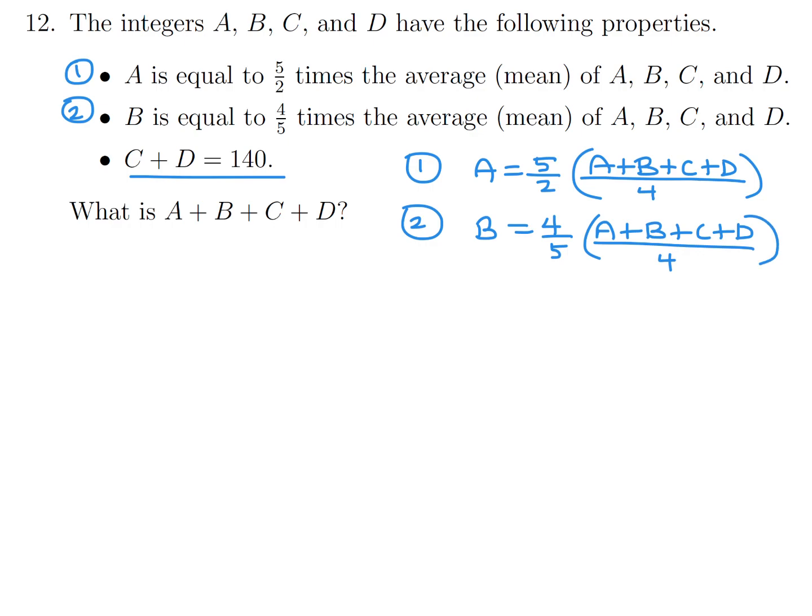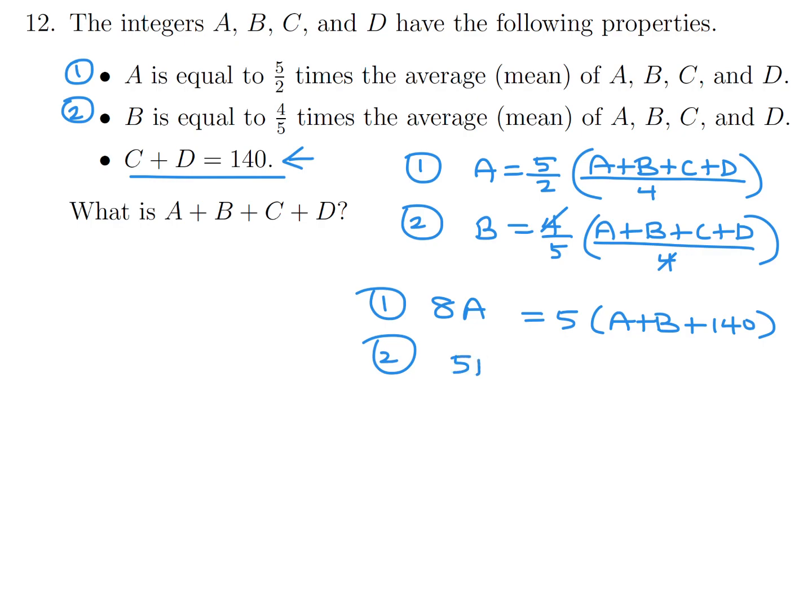And then if we sub this in, that would make it, let's see here. I'm going to go ahead and multiply through by 8. 5 times (a plus b plus 140) for equation 1. Equation 2, let me think about this for a second. Well, this 4 would cancel with that 4, so that would multiply through by 5, I guess. So 5b is equal to a plus b plus 140. All right.